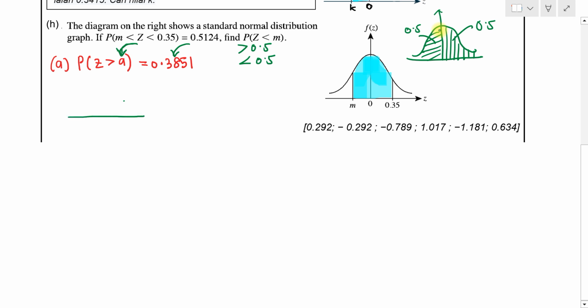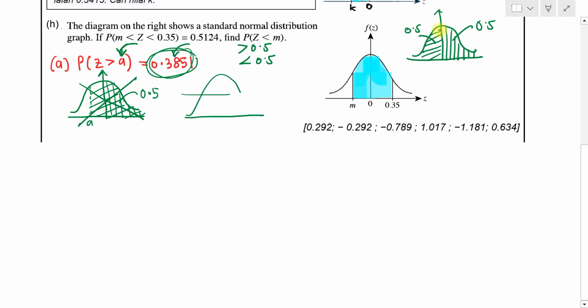So for example, if I draw the graph, Z greater than A means you shade the right hand side. If I put my A here, on the negative side, and shade everything to the right, it is not logical to get 0.3851, because that whole part already has probability more than 0.5, which is more than 0.3851. So this possibility is wrong.